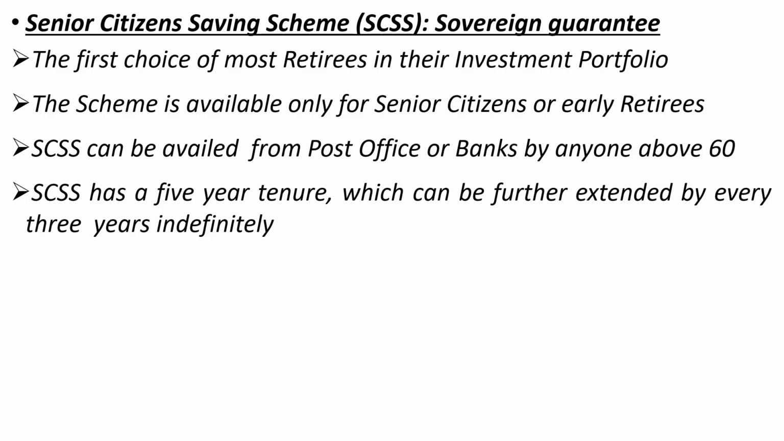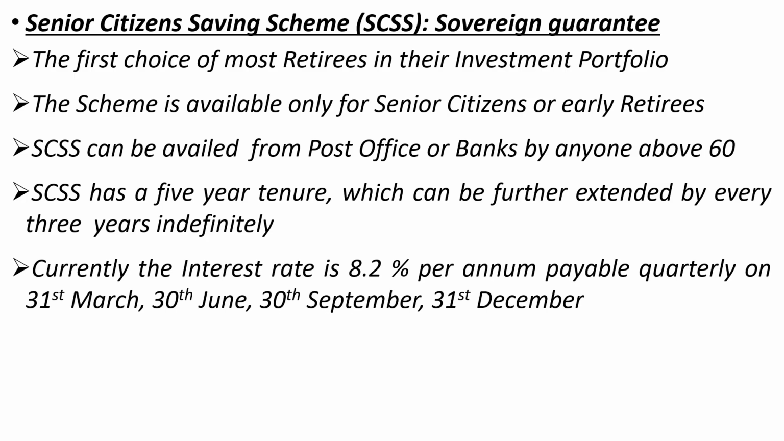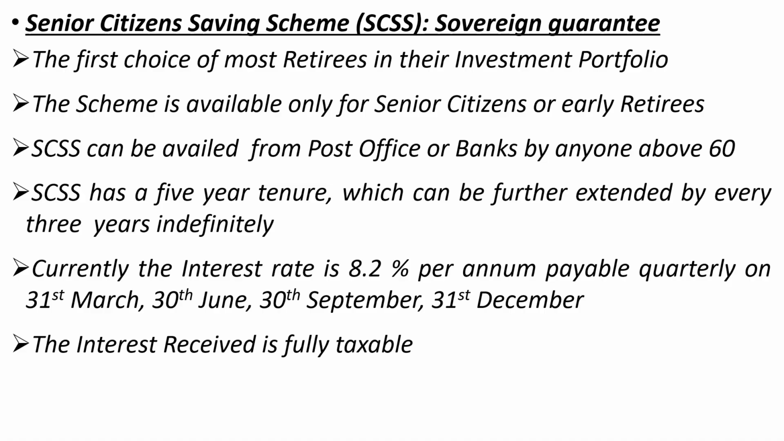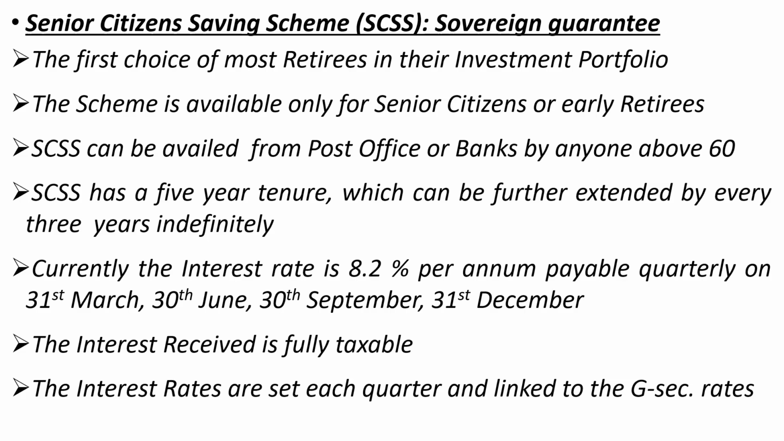Senior Citizen Savings Scheme has a 5-year tenure which can be further extended by every 3 years indefinitely. Currently, the interest rate is 8.2% per annum, payable quarterly on 31st March, 30th June, 30th September, and 31st December of every year. The interest received under the Senior Citizen Savings Scheme is fully taxable.